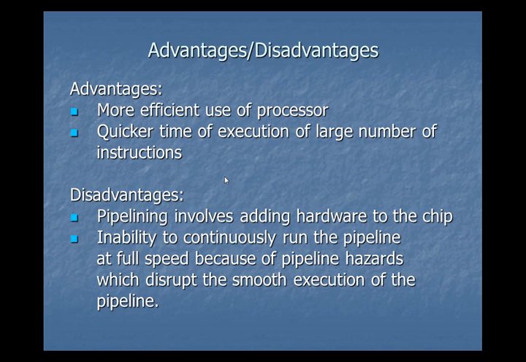Then the disadvantage. Pipelining involves adding hardware to the chip, so that instructions will execute at the same time. That is, pipelining requires new hardware or a new setup for the chip.